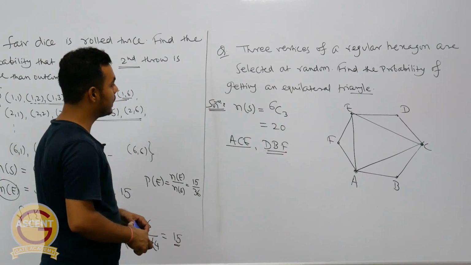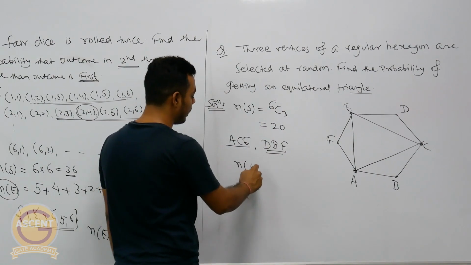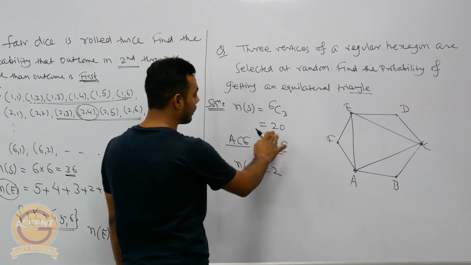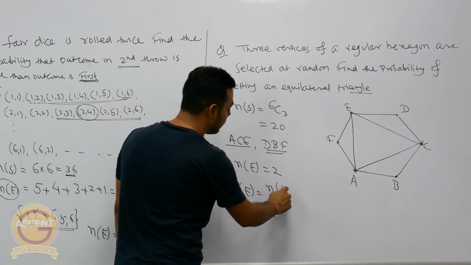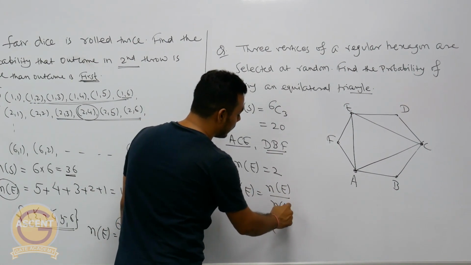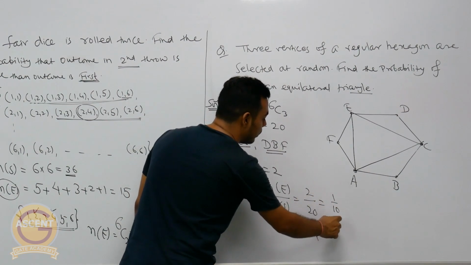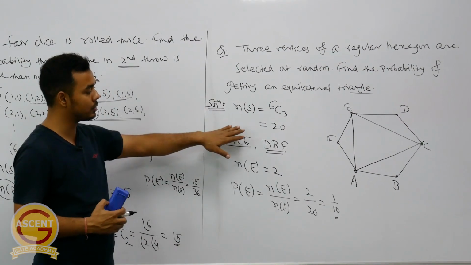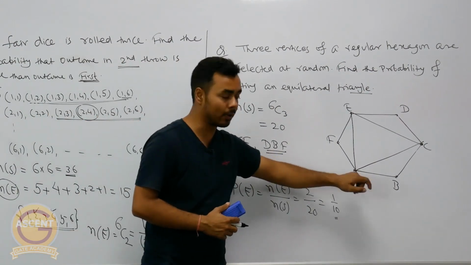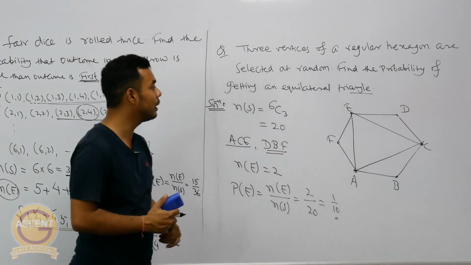Now the question is, we have to find the probability of getting an equilateral triangle. So you can see that there are 2 favorable cases and the total number of cases is 20. So the probability of getting an equilateral triangle will be NE by NS. Now NE is 2, NS is 20, so this will be simply 1 by 10. Okay, so this was a very simple question. The only thing is that you have to see how to get an equilateral triangle. So if I select alternate vertices, then in the case of a regular hexagon I will get an equilateral triangle.